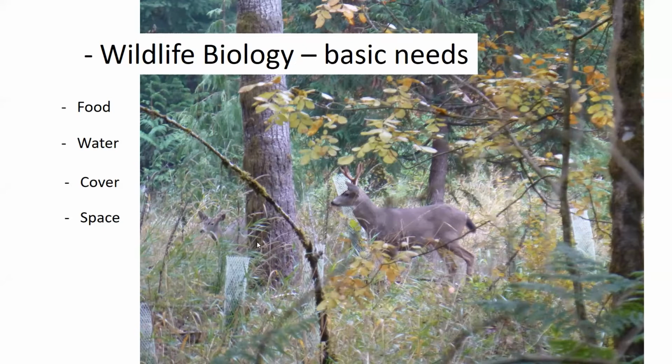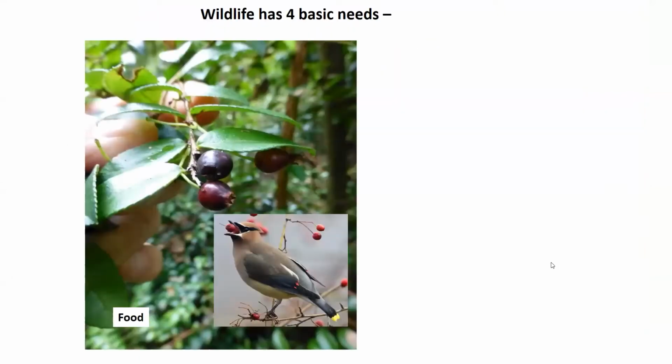So anyway, wildlife biology, basic needs: food, water, cover, space. Here's a black-tailed buck in a managed stand with cedar trees protected by Vexar tubes. And so the individual needs of any given species are specific. Every organism has some set of things that they're able to eat, and we've all got to take energy in. So there's food, like the waxwing eating a berry.